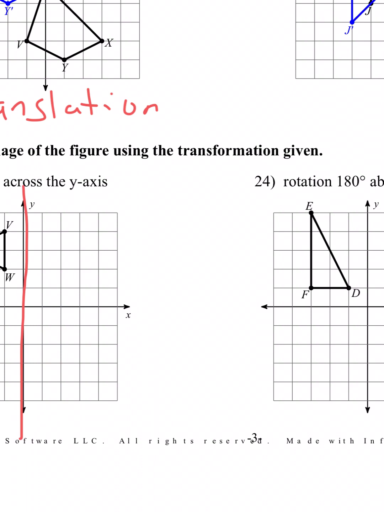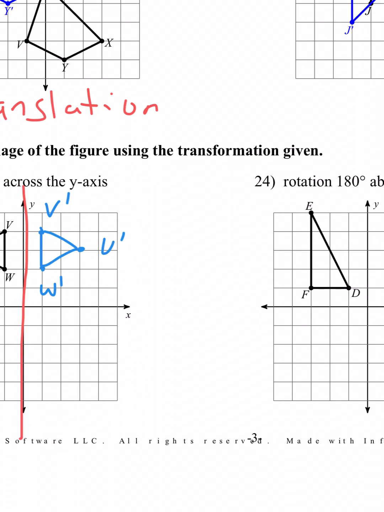Now, how do you perform a reflection? What helps? The number of spaces, the distance. How far is V from our line of reflection? 1. How far should it be on the other side? 1. What do I label my new points? V prime. Same thing, W is 1, so it needs to be 1 on the other side. How far away is U? 3, so it needs to be 3 on the other side. Should it still be the same shape? Yes, but it just flipped over that line.